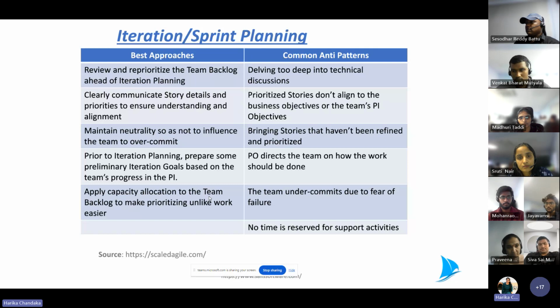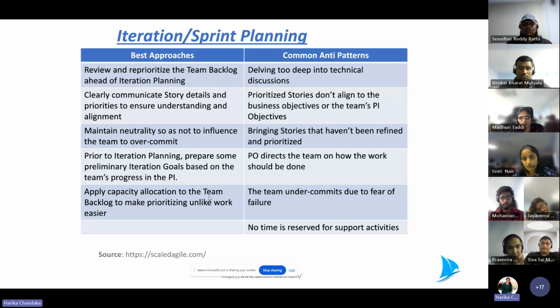This is a mandatory thing again, what needs to be done. The clear objective must be defined. Maintain neutrality so as not to influence the team to overcommit. We should never be overcommitting, because even if it is okay to slow down, we cannot overcommit, and it overburdens our entire team. We should ensure that we go in a balanced way.